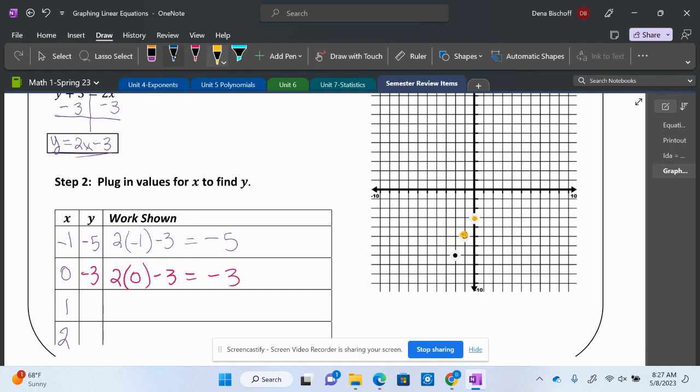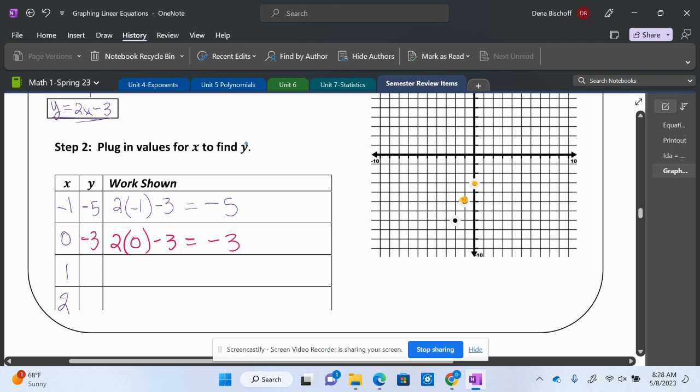What do you notice, Reese? Sorry, not Reese. Yeah. What do you notice, Reese? Do you notice anything yet? Do you notice a pattern?